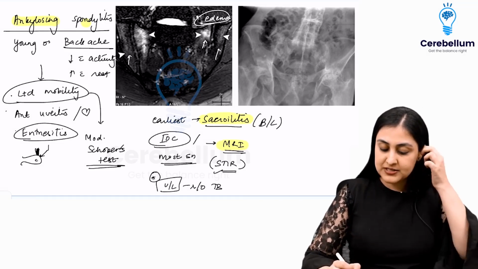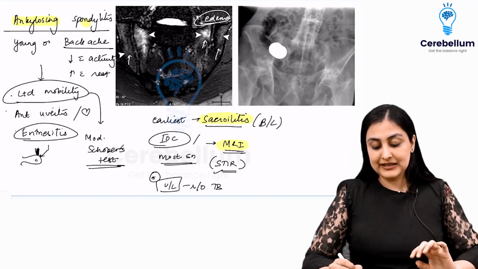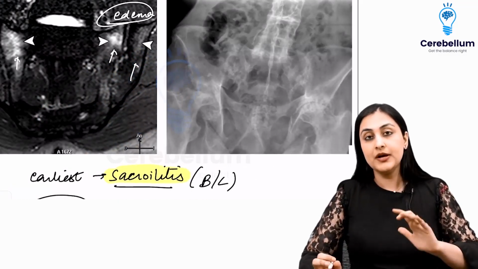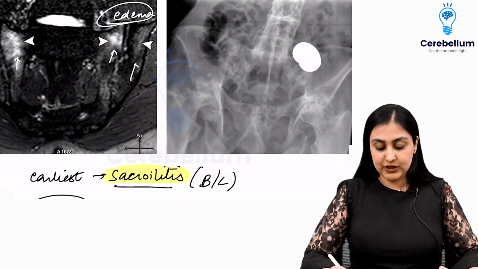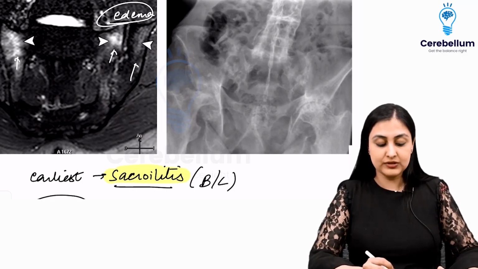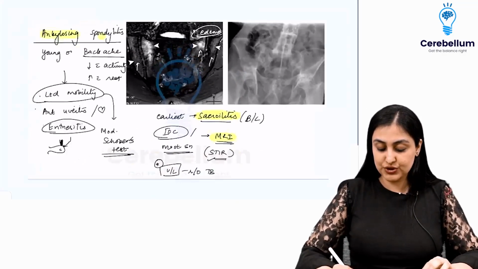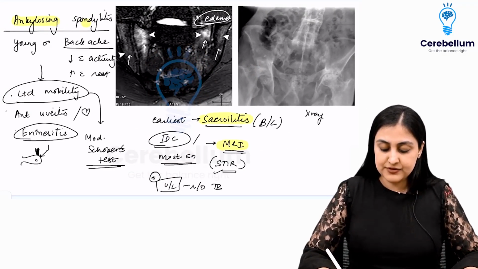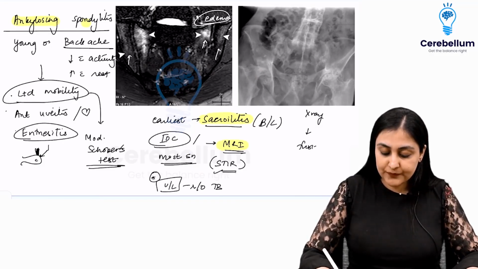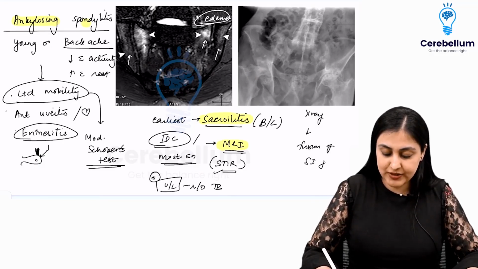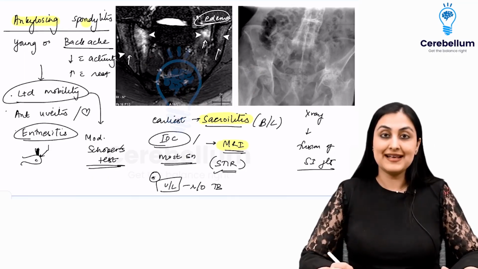Eventually what's going to happen is these SI joints are completely going to fuse, hence the term ankylosing. Right, so we're going to have bony ankylosis and both the SI joints are then going to fuse. So this is an X-ray of the pelvis which is showing the fusion of the two SI joints. Right, so this is about the SI joint.